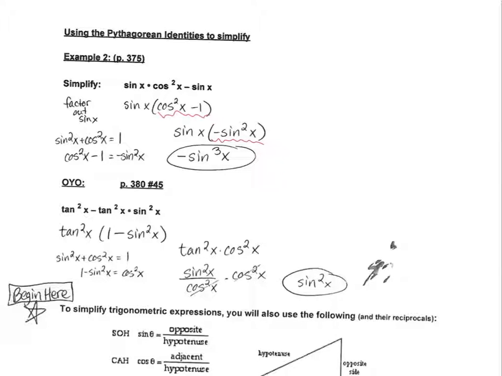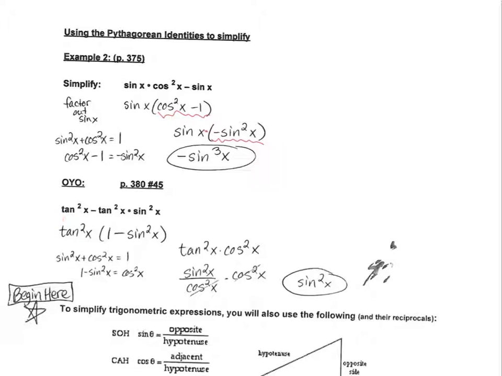Then remember, this is still glued together with multiplication, so that's sine times negative sine squared, or negative sine cubed x, and that's the simplification there. The next example, we're going to pull out again the common factor. We see a tangent squared in both terms.